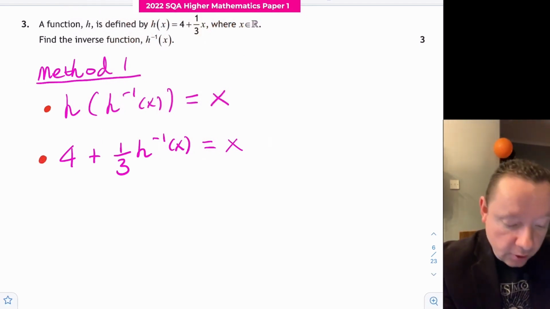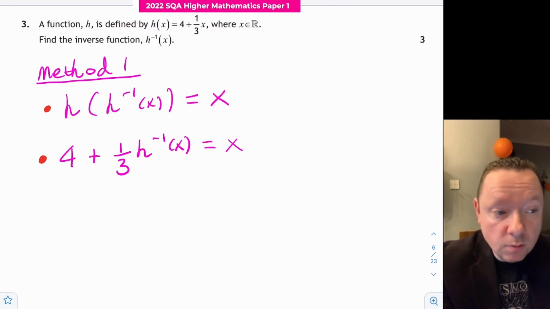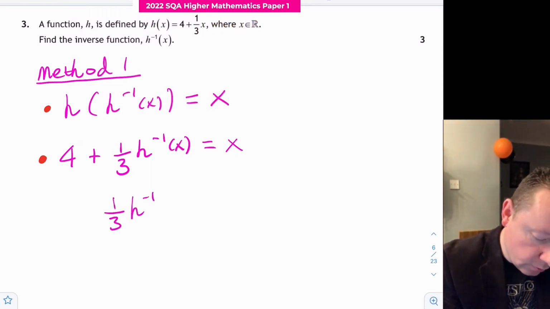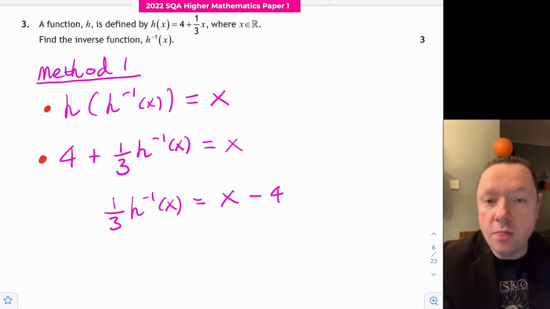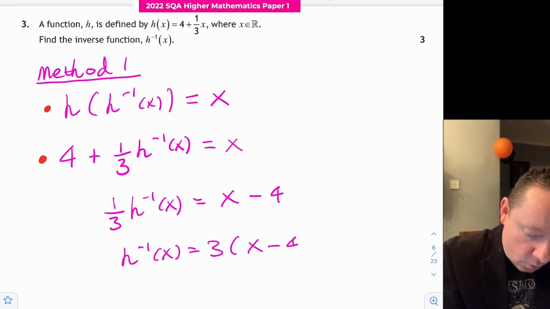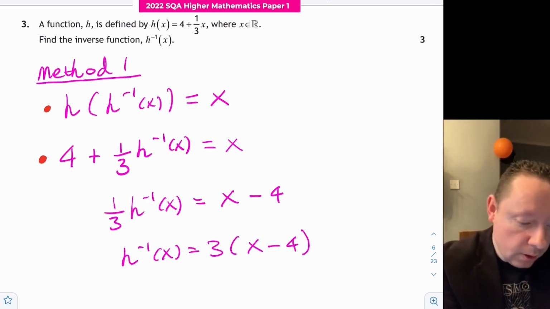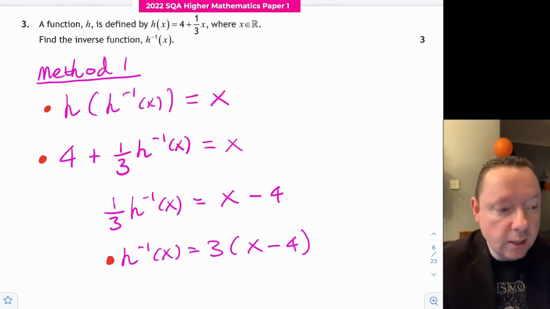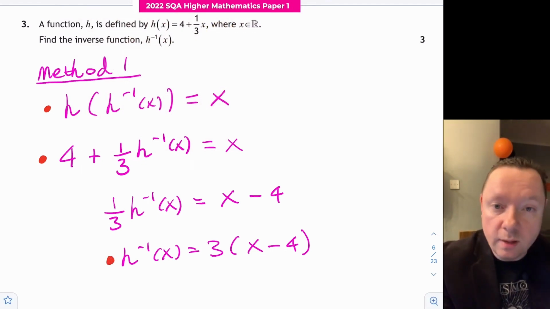And then for your third mark, the inverse function, the subject of that. So we'll need to do some work on that first of all. So we've got 1/3 of the inverse function equals x take away 4, times by 3, then the inverse function equals 3 times the whole of x minus 4. And we can leave it in that form to get your final mark, or you could have gone on and expanded the brackets, but there's no need to do that. So there's your first method.